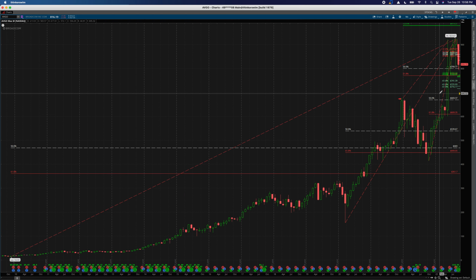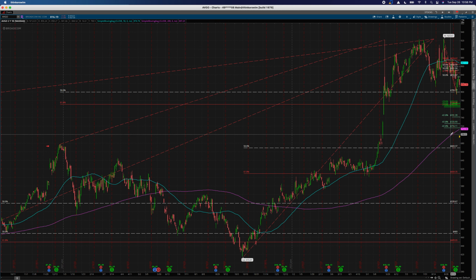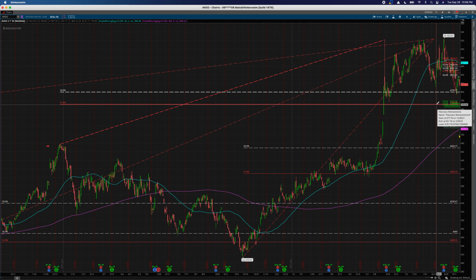Looks like there's a lot of potential 50% long. 669 is one of them, 539, and 469. 639 is a next daily 50% long. Again, if the extension fails here, we could see that come into play.